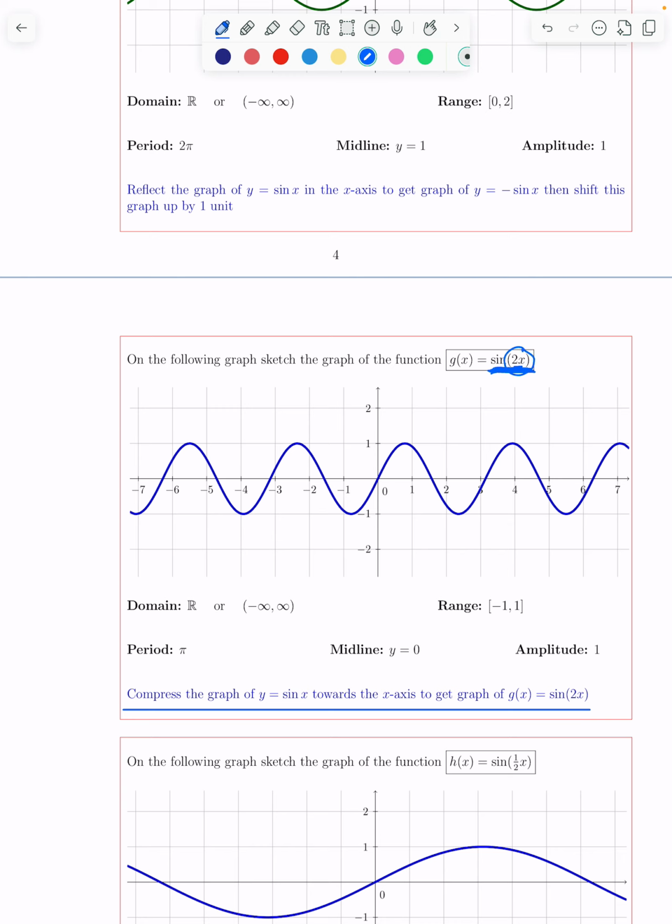So you can see that the range is still the same. It's going from -1 to 1. It's now repeating itself after pi. So the period has changed. So how do we figure this out?